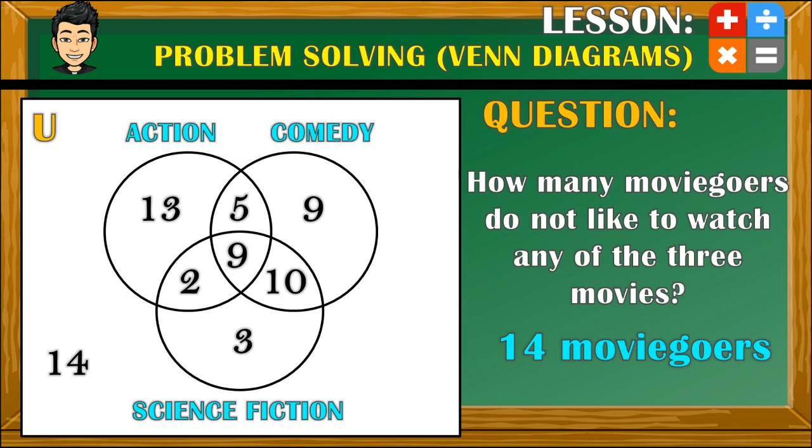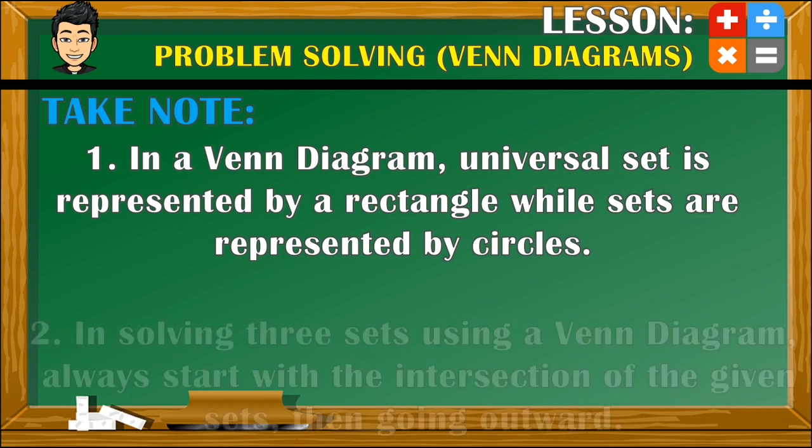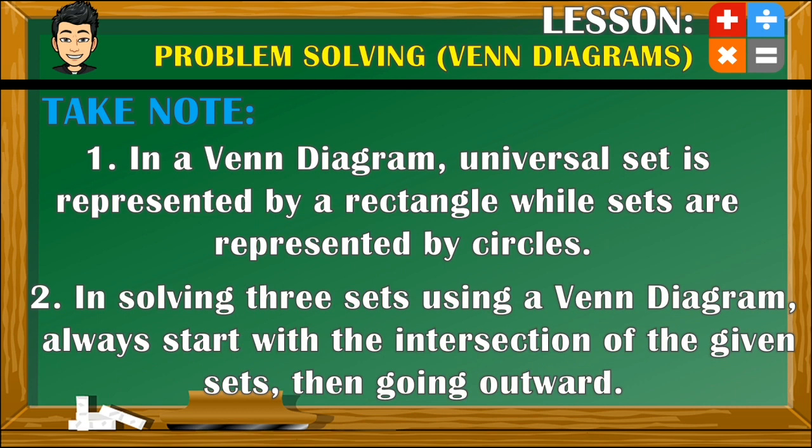Before we end our video, take note of the following. In a Venn diagram, the universal set is represented by a rectangle while sets are represented by circles. In solving three sets using a Venn diagram, always start with the intersection of the given sets, then going outward.